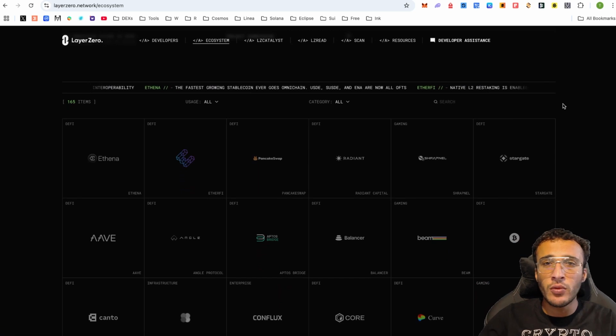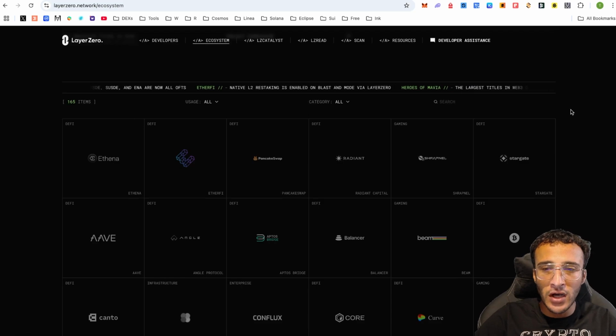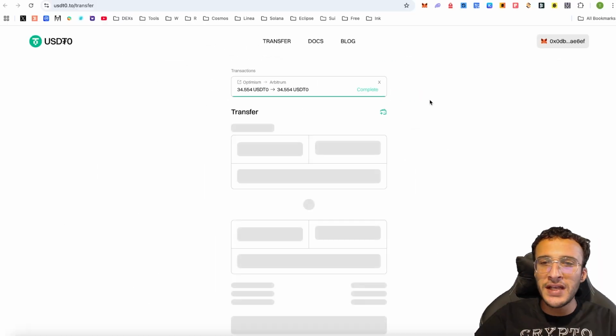Now what we want to do is stack up transactions, we want to build volume utilizing the LayerZero network, and therefore we are going to start off with the first protocol, which is going to be USDT0. USDT0 is a stablecoin which is part of the LayerZero ecosystem. And we've been using USDT0 in the Optimism Superstacks event, for those who don't know.